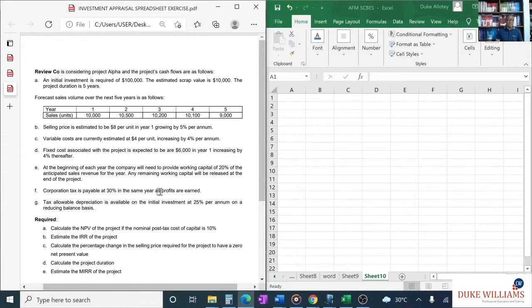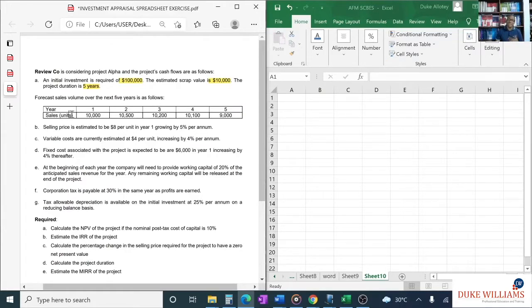Review company is considering project Alpha and the project cash flows are as follows. As you can see there, it does have an initial investment, very important, a scrap value or residual value of 10,000. Project duration, 5 years, very, very important so that we know the number of years. Forecast sales and volumes over the next 5 years are as follows. So these are volumes or units to be sold.